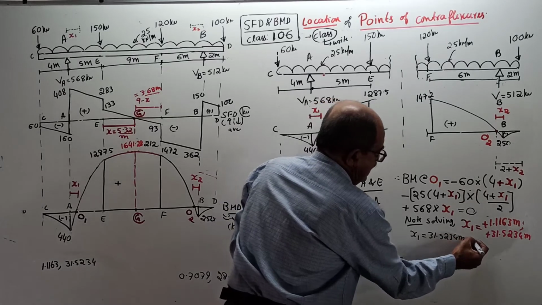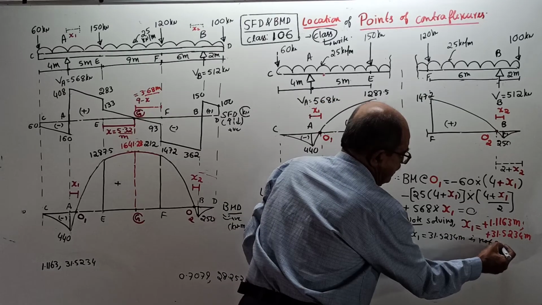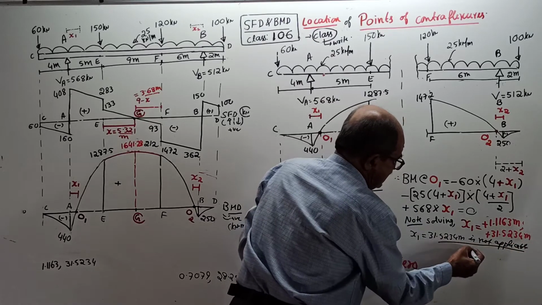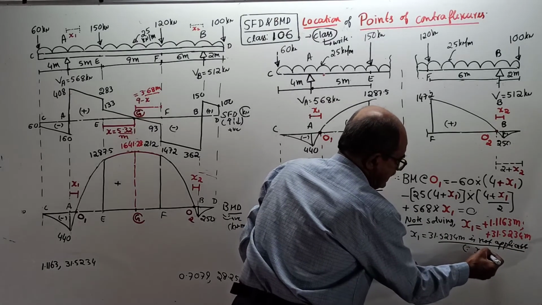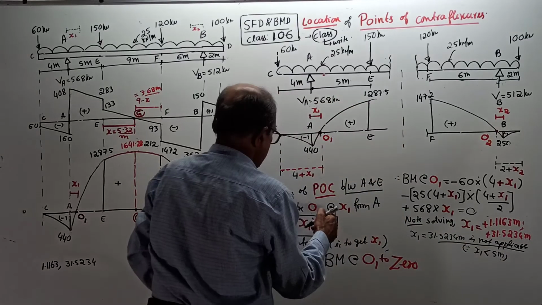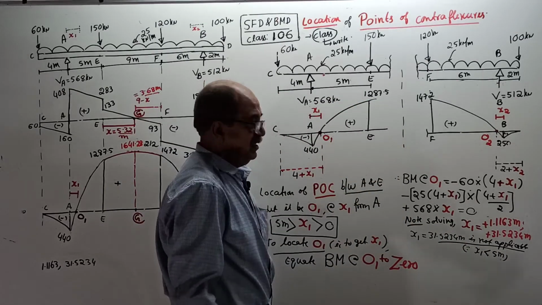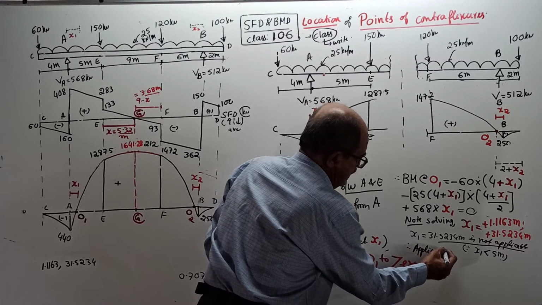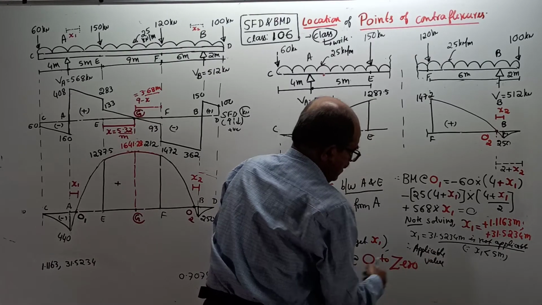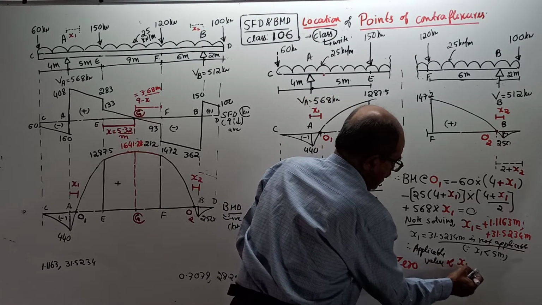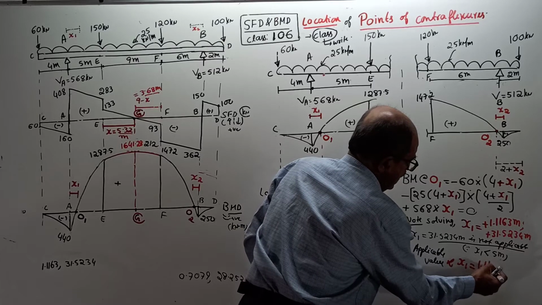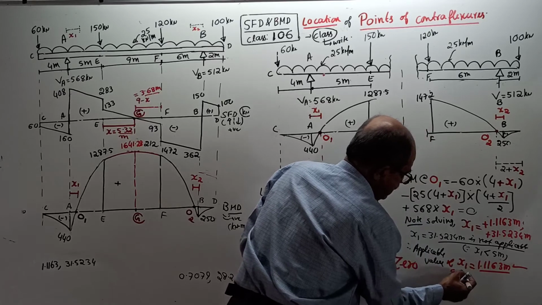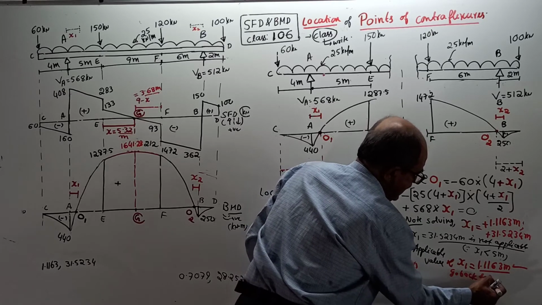31.5234 meter is not applicable, because your x1 should be less than 5 meter. I have written here, your x1 should be less than 5 meter. Therefore, the applicable value of x1 is 1.1163 meter. Okay, done.